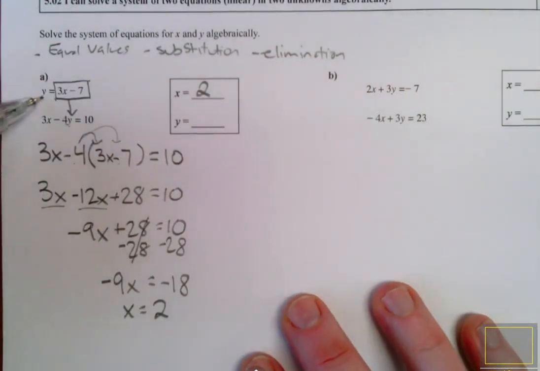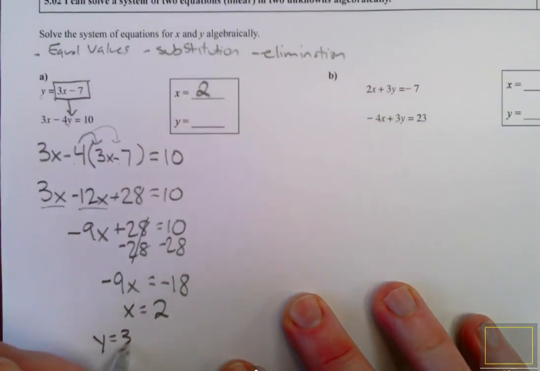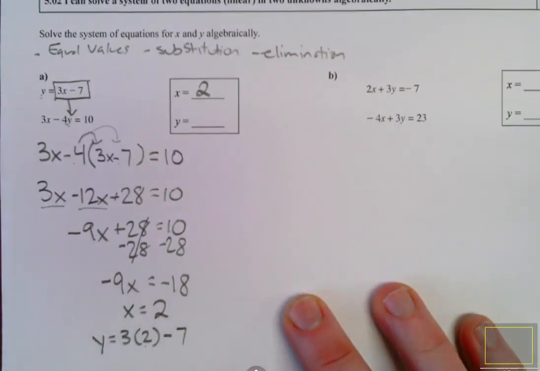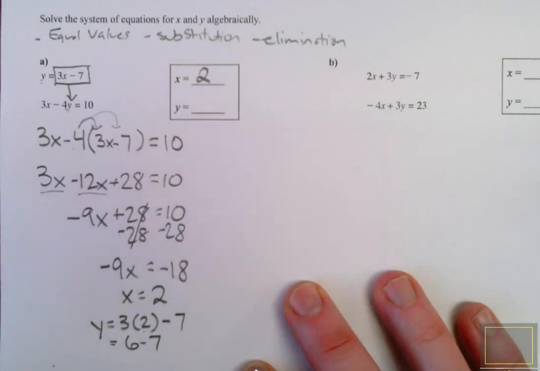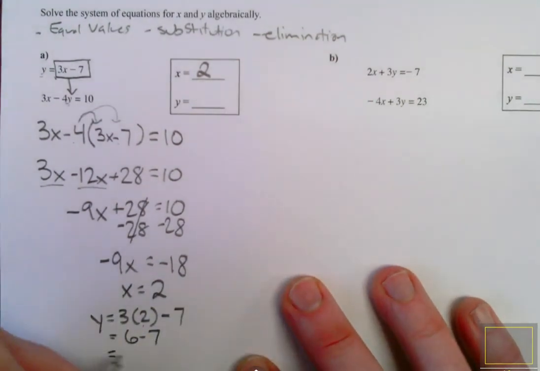All right, I know x, but I don't know y. But I do know that y is equal to 3x minus 7. So y is 3 times 2 minus 7, right? Because x was 2. So we have 6 minus 7, which is negative 1.